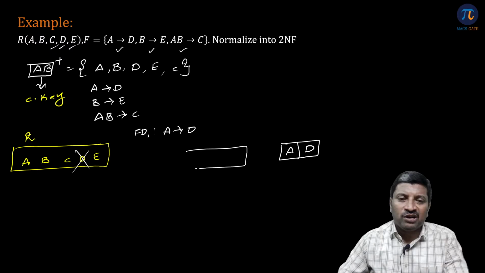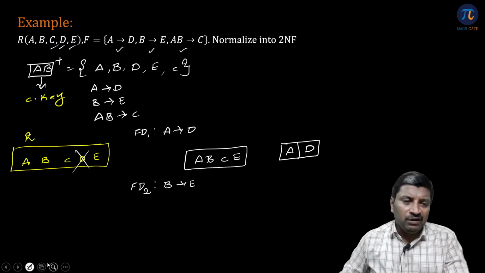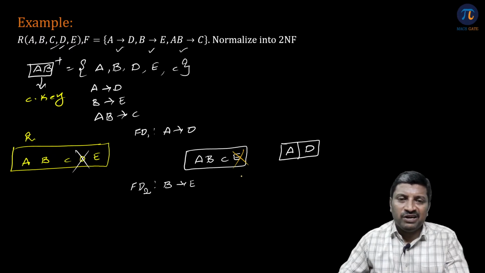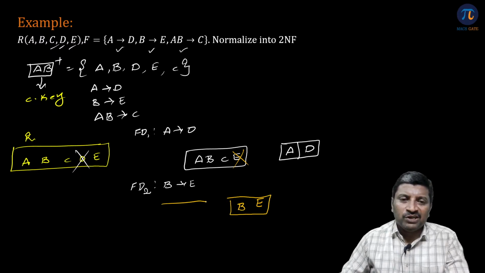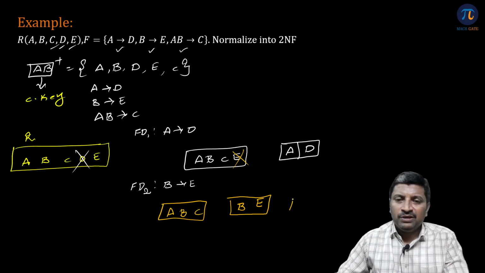Then what else you are having in the original table? A, B, C, E. Right. What is the second FD, sir? B implies E. Still, we are having a partial dependency in this example. He is the villain. So remove him. Who is responsible? B. Then what else you are having? You are having A, B, C. Already I have A, D.